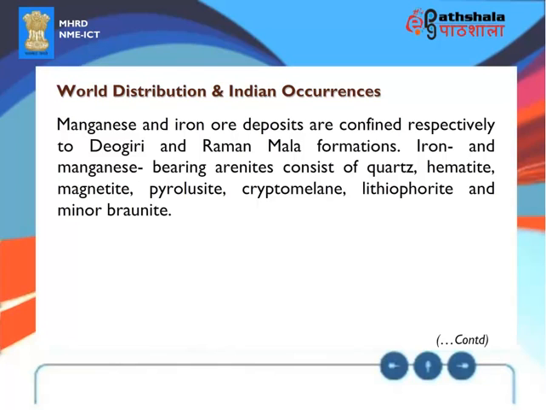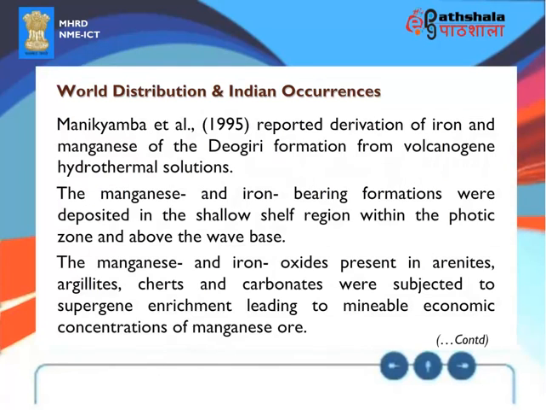Iron and manganese bearing arenites consist of quartz, hematite, magnetite, pyrolusite, cryptomelane, lithiophorite, and minor braunite. Manikyamba et al. 1995 reported derivation of iron and manganese of the Deogiri formation from volcanogenic hydrothermal solutions. The manganese and iron-bearing formations were deposited in the shallow shelf region within the photic zone and above the wave base. The manganese and iron oxides present in the arenites, argillites, cherts, and carbonates were subjected to supergene enrichment, leading to mineable economic concentrations of manganese ore.